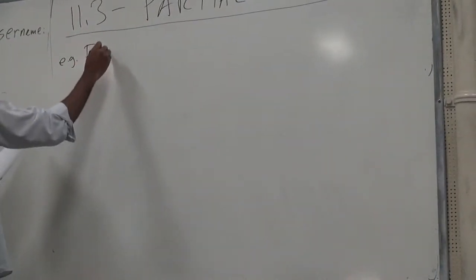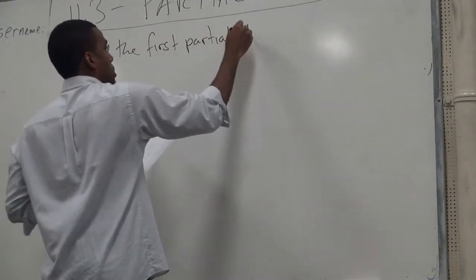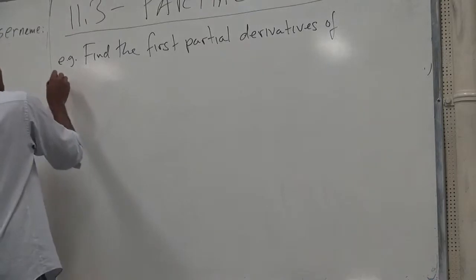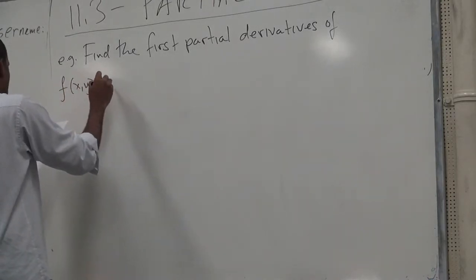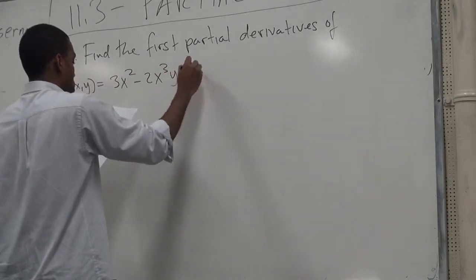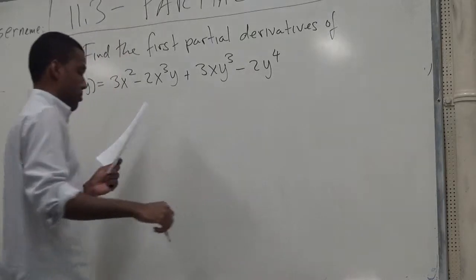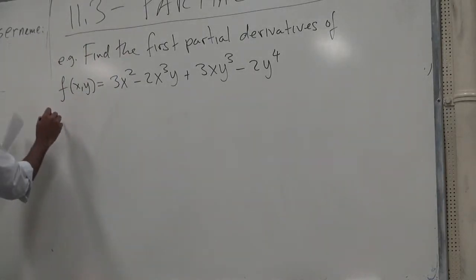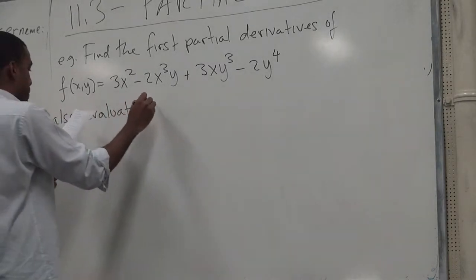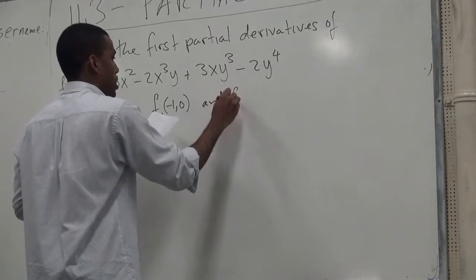Example: find the first partial derivatives of f(x, y) = 3x² − 2x³y + 3xy³ − 2. Also evaluate fx(−1, 0) and fy(1, 1).